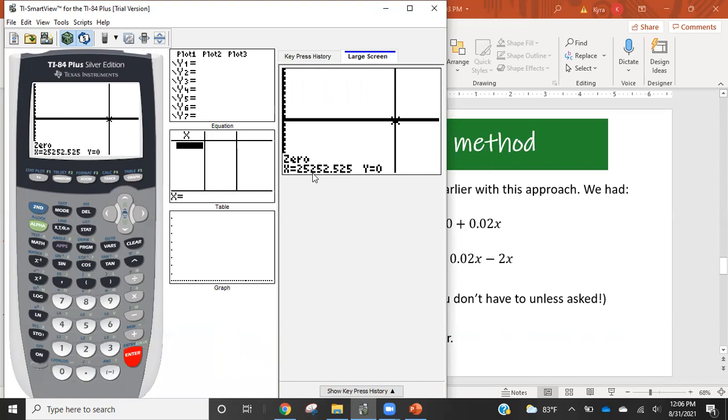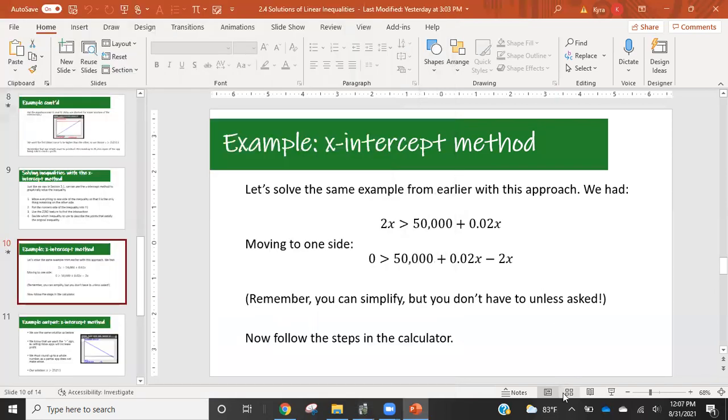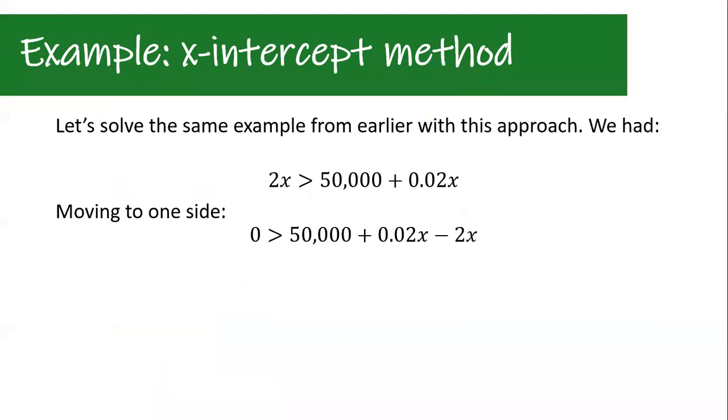X equals 25,252.525. Now remember that we rounded because we're talking about apps here, so we need those whole numbers. So we have 25,253. Now, just like before, we need to substitute a sign in.